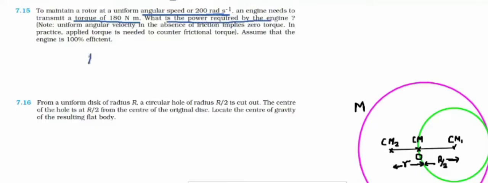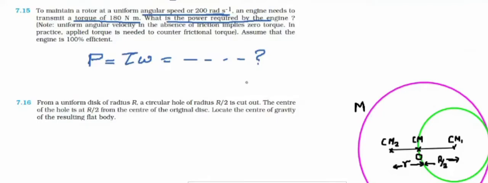The correct formula is P is equal to torque into omega. Power is equal to force into velocity, as you have studied in the last chapter. In rotation, it is torque into omega. Substitute the values of torque and omega and find the value of power.